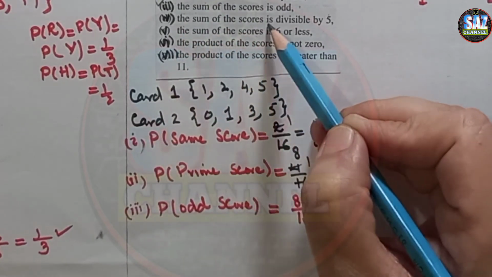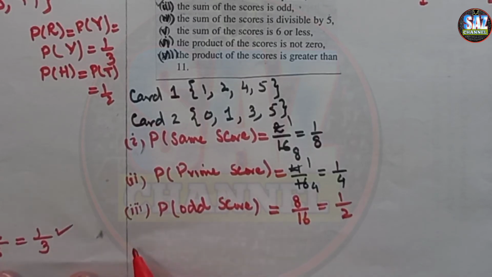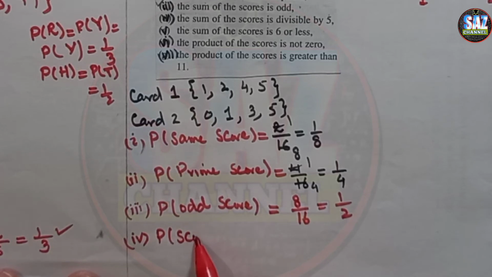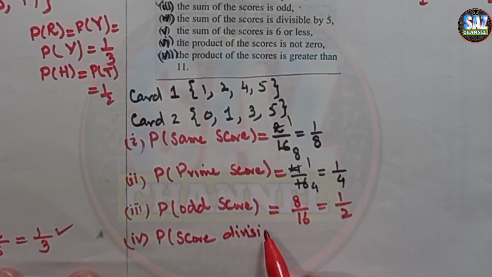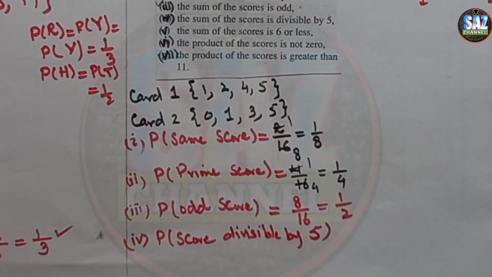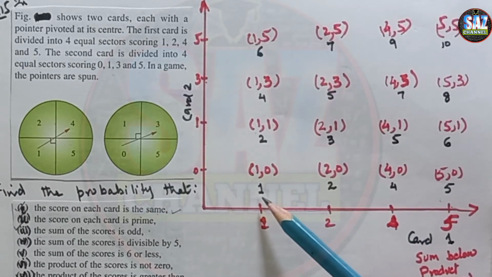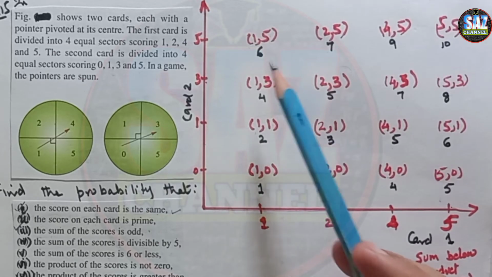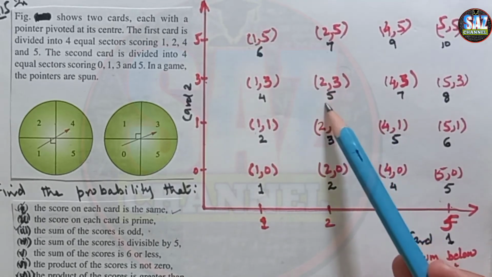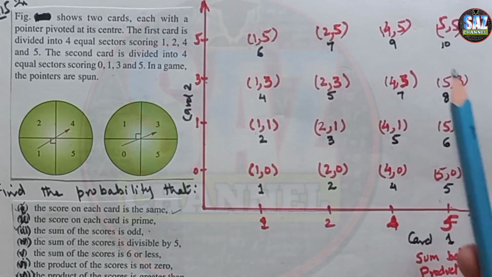The sum of the score is divisible by 5. This is the fourth part. Probability, score divisible by 5. Now we have to see how many times we are getting multiples of 5. This is the first time the score is divisible by 5, this is the second time, and third and fourth.